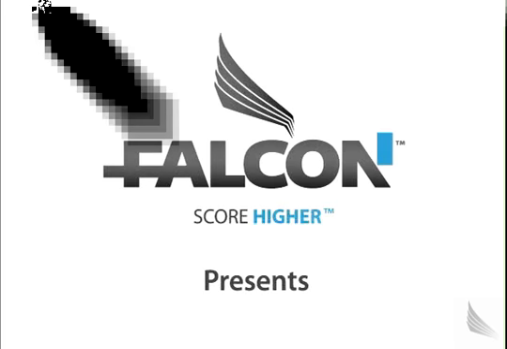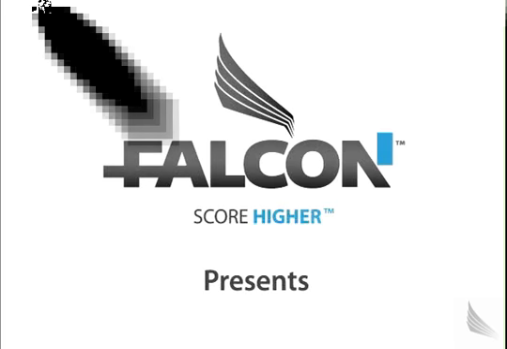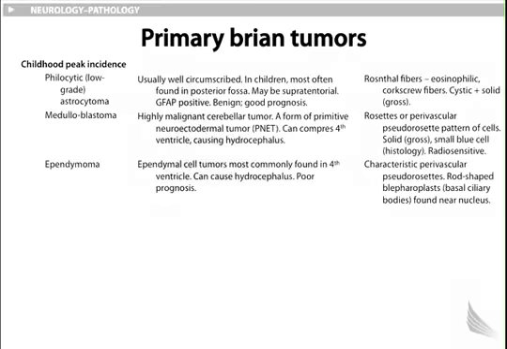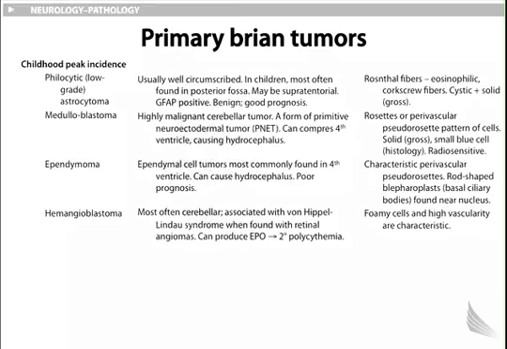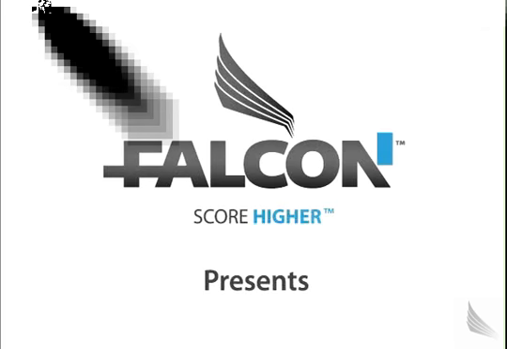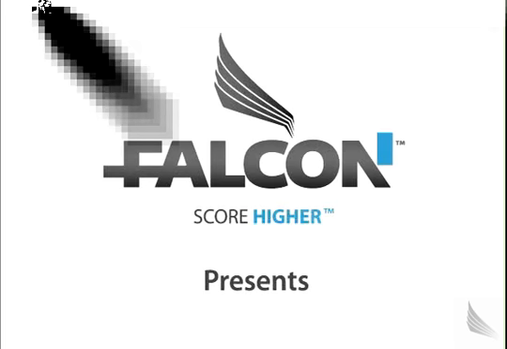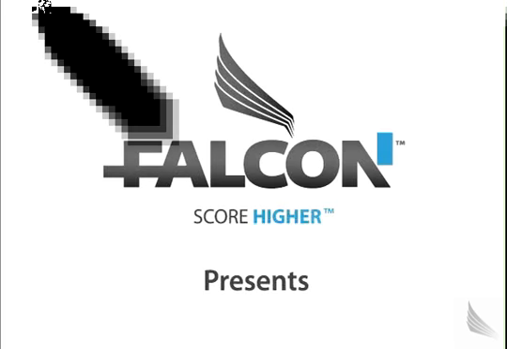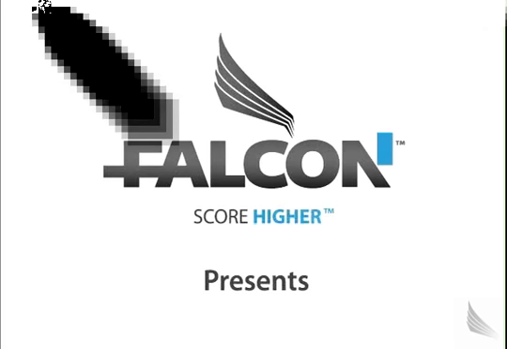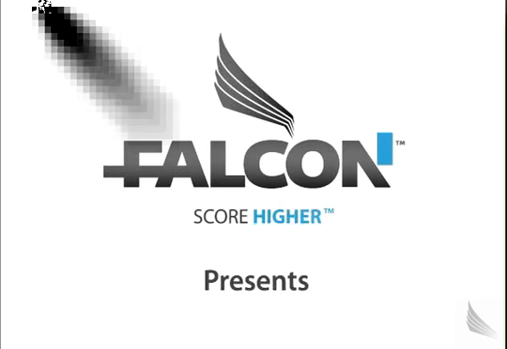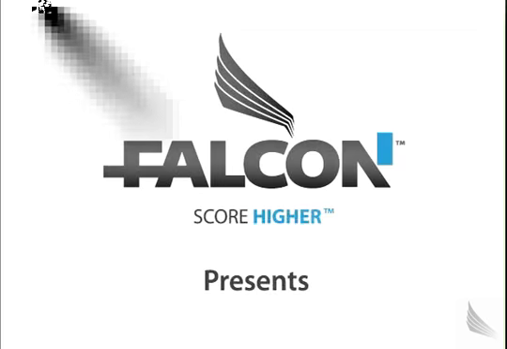Pathologically, characteristic perivascular pseudorosettes are seen, as well as rod-shaped blepharoplasts, which are basal ciliary bodies found near the nucleus. Hemangioblastomas are often found in the cerebellum, and as mentioned before, these are associated with von Hippel-Lindau syndrome, particularly when found with retinal angiomas. These tumors can produce erythropoietin, causing secondary polycythemia. Pathologically, what's seen are foamy cells with high vascularity.